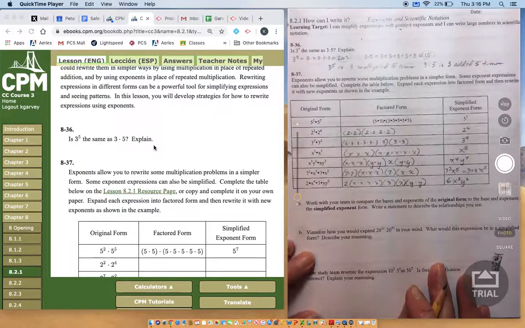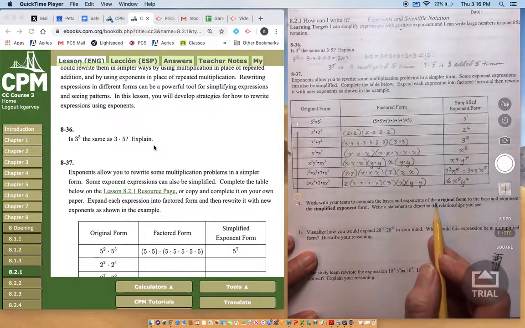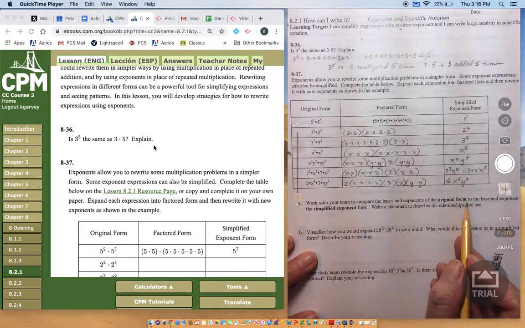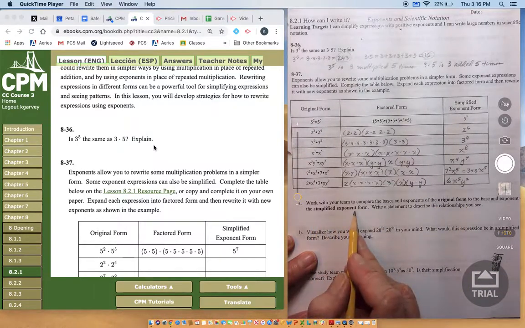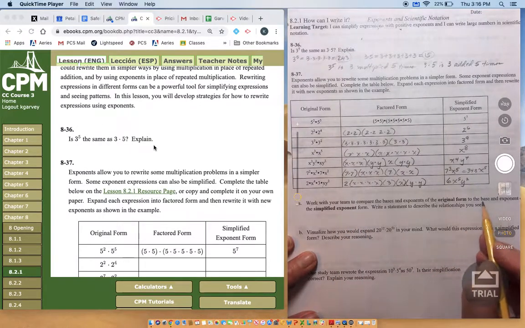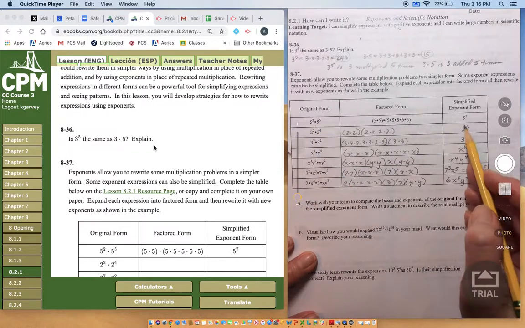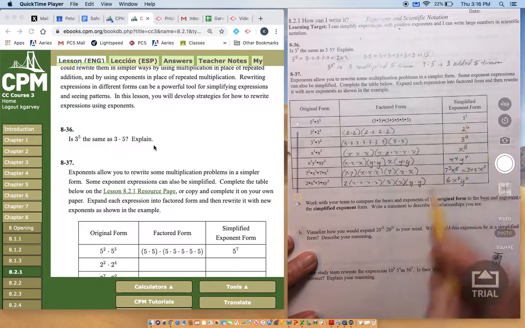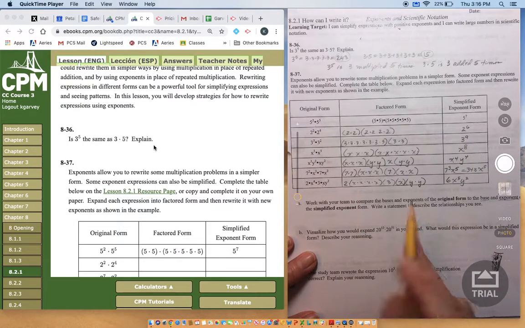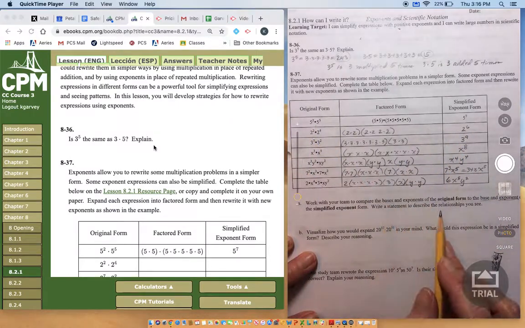And then I'd like you to do the next problem, which is taking the original form and comparing it to the simplified exponent form. And when you're making that comparison, they want you to look at the base and the exponent of the original form and also of the simplified form. So after you've done comparing those two, write a statement to describe the relationship that you see between those two. Put me on pause and work on that for a few minutes.